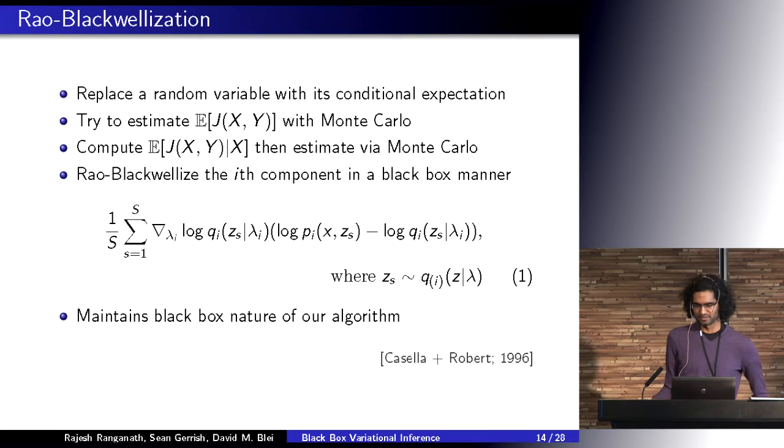But the thing to take away from this is that our algorithm is still a black box in that there are no real computations about log p needed to get the gradient. Log p_i here means we're looking at the terms in the joint that have the variable z_i in them, sort of the Markov blanket.